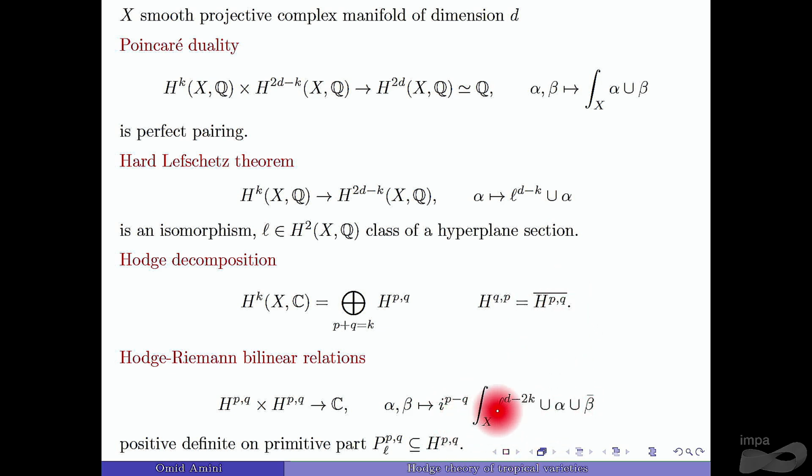And if you normalize it by the right power of the square root of -1, then the Hodge-Riemann bilinear relations tell you the signature of this pairing. By hard Lefschetz, you get the decomposition of each cohomology group into primitive parts. Basically, the Hodge-Riemann bilinear relation tells you that this pairing restricted to the primitive part is positive definite.